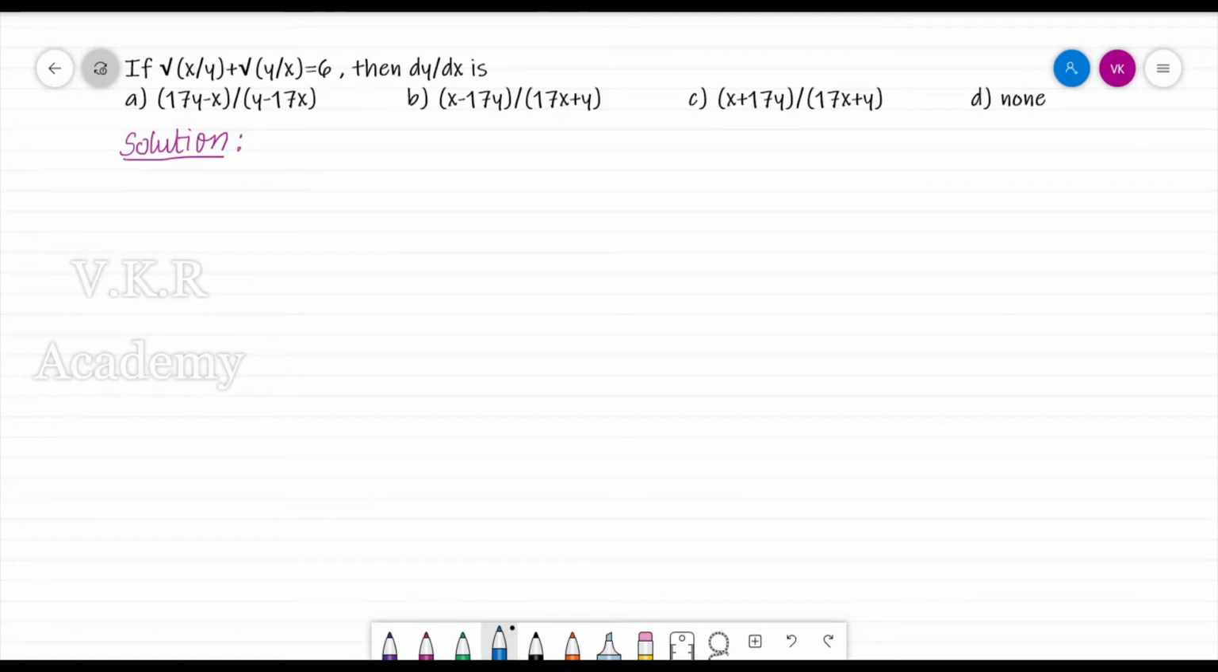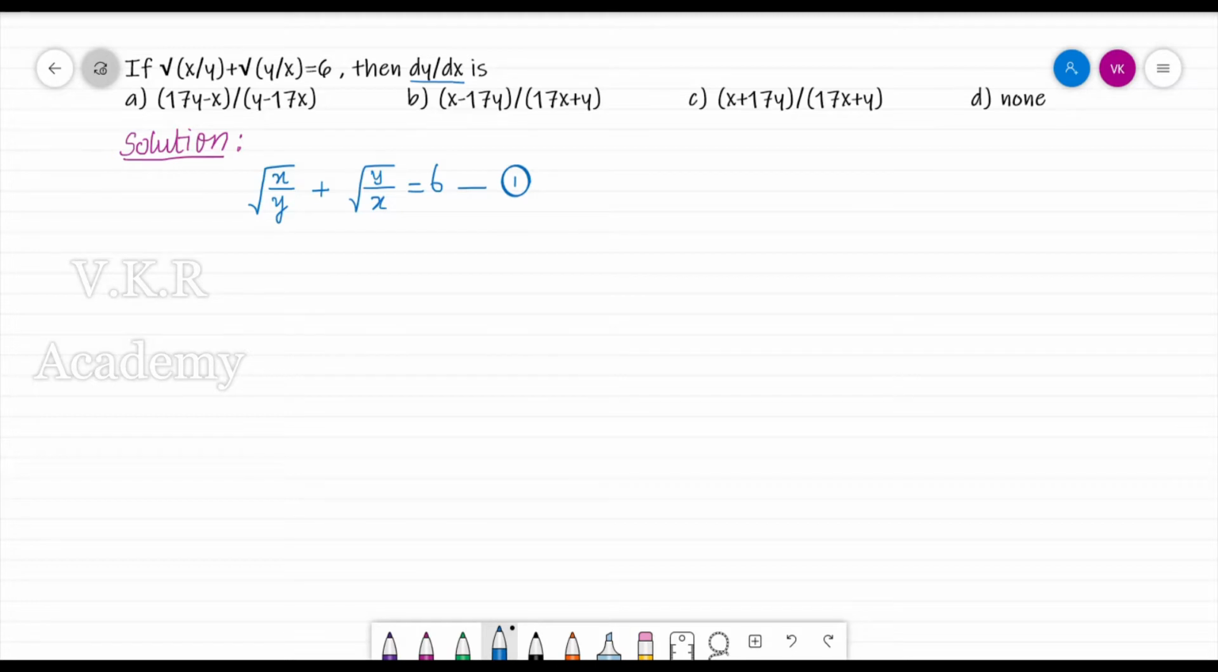In this video, we shall discuss how to get dy by dx given root of x by y plus root of y by x equal to 6. So let's take the given expression as equation 1: root of x by y plus root of y by x is equal to 6. Name it as equation 1.